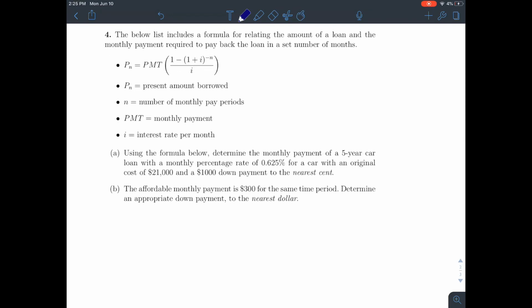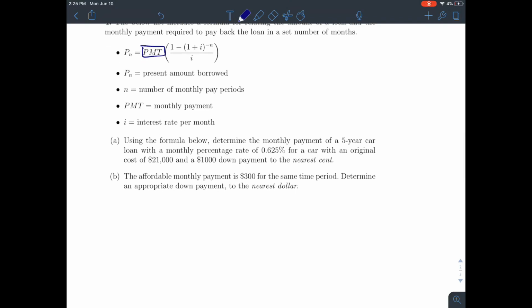So the below list includes a formula relating the amount of a loan and the monthly payment required to pay back the loan in a set number of months. So P sub n is the present amount borrowed. N is the number of monthly pay periods. PMT is the monthly payment. So this is actually one variable, not three different variables. That makes it a little easier to look at. And I is the interest rate per month.